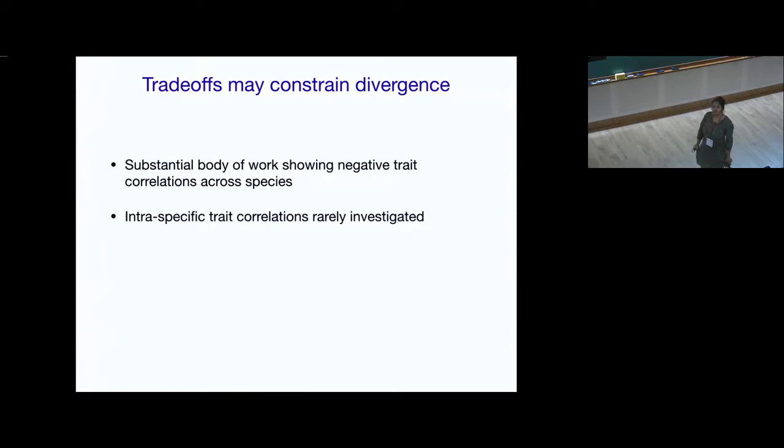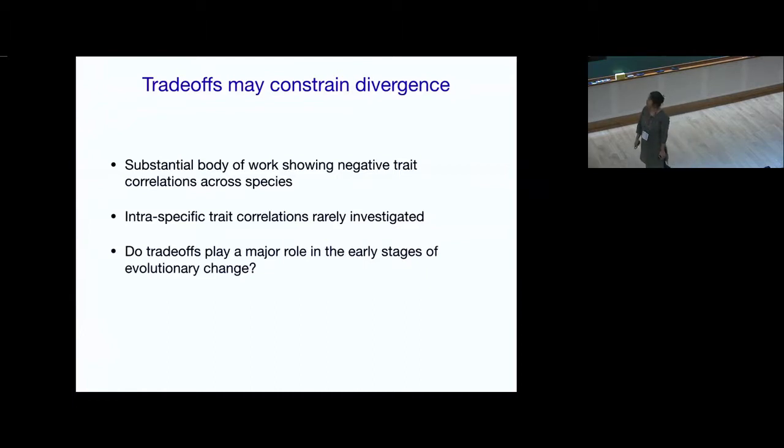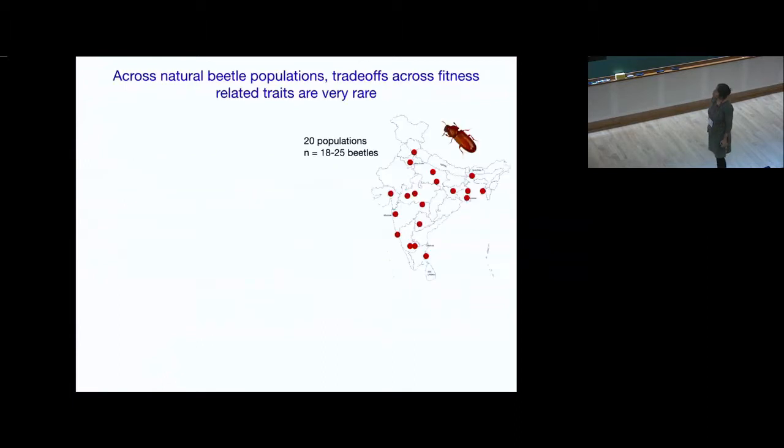But intraspecific trait correlations have been relatively rarely investigated. The reason this is interesting and important is that we don't therefore understand whether trade-offs play a major role in the early stages of divergence. As populations begin to diverge and differentiate, potentially because they're specializing on different habitats or environments, is it true that during these early stages, trade-offs can constrain subsequent divergence of these populations and gene flow? So I want to first tell you about some work we've done with Tribolium flour beetles to address this question.